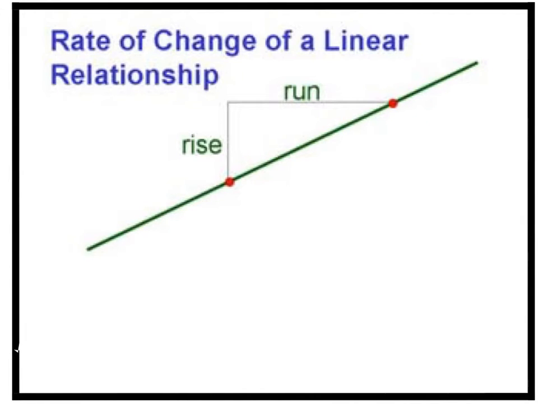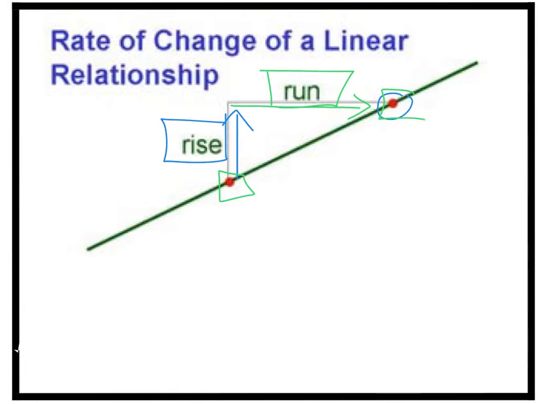So here we see the rate of change of a linear relationship. We have our rise, which is the movement from our first point up to the height of our second point found over here. And then our run is our horizontal movement across from the starting point to the finish point of our two separate points.